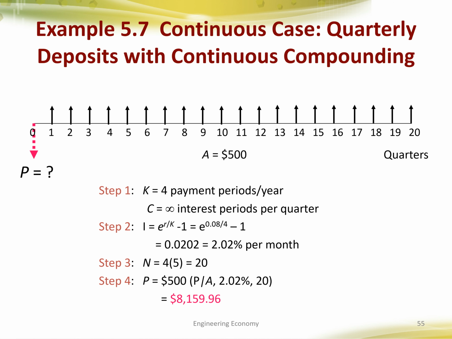The effective interest rate for the payment period is 2.02%, and in this particular case, we went through 5 years. So in total, we'll have 20 payment periods. So use 500 given A, which is 500, find P. If we want to find P, with this interest rate and this number of periods, we get 8,159.96.